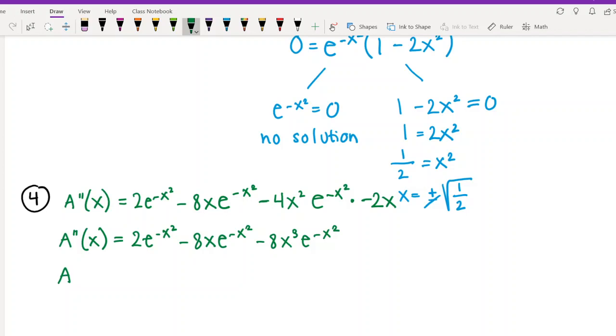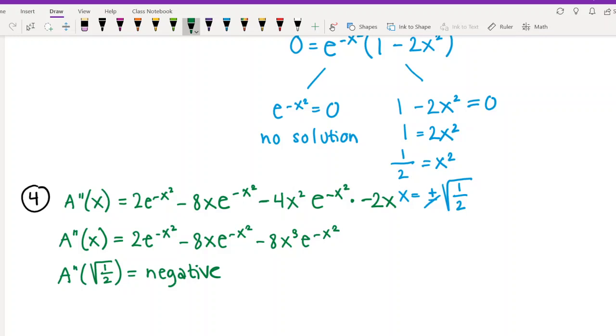So for the sake of time, I'm just going to tell you that if you plug in square root of 1/2, you get a positive number. Or sorry, let me think about, no, sorry, negative. You get a negative number. Because I just know that the result we're getting is actually a maximum. So just trust me that it's negative.